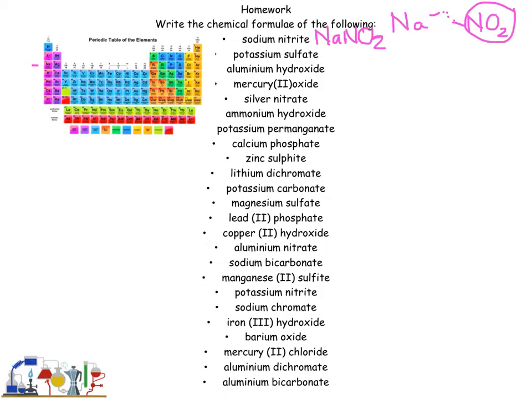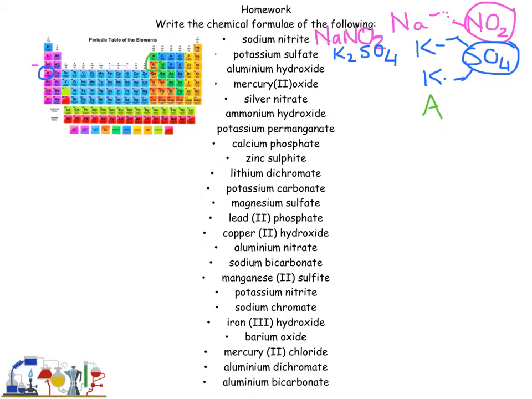Potassium sulfate. Potassium is K. It's in group 1, so it's going to have one arm. Sulfate is SO4, 2 minus. I don't write the 2 minus. I put it in a circle and give it 2 arms. I need another potassium in order to hold hands, and it's going to be K2SO4.